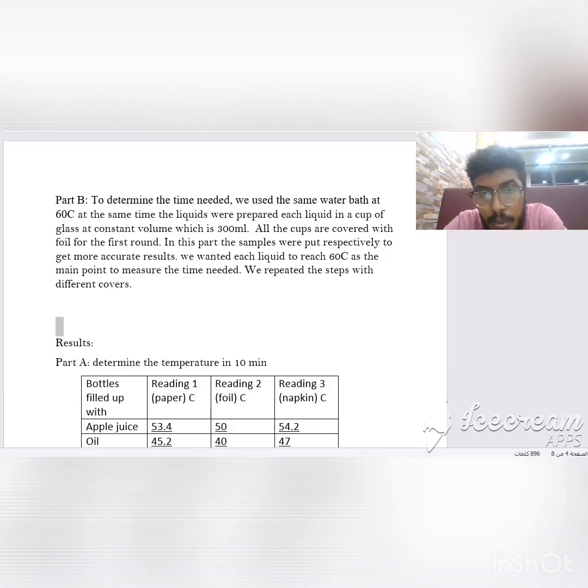For experiment part B, we basically did quite the opposite. We put the three cups with the same constant volume in the water bath at 60 degrees, and we left them until each cup reached 60 Celsius degrees, and we measured the time. They took until they reached 60 Celsius degrees. This is quite the opposite of part A.